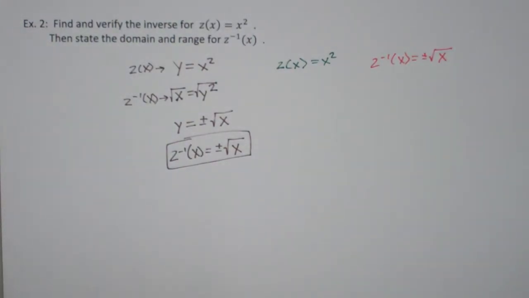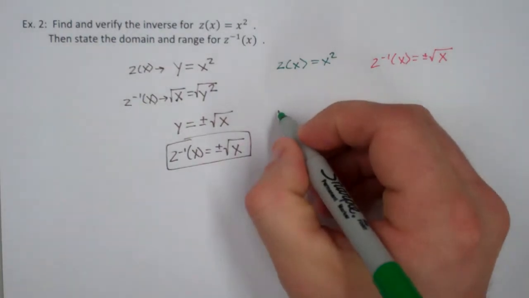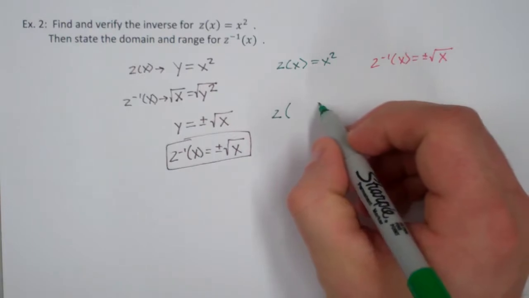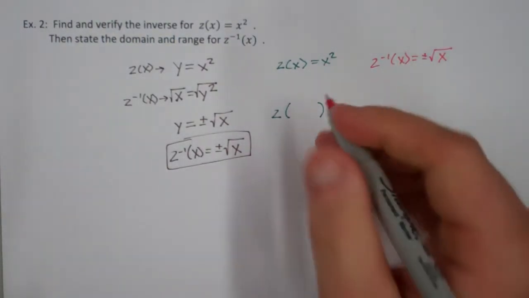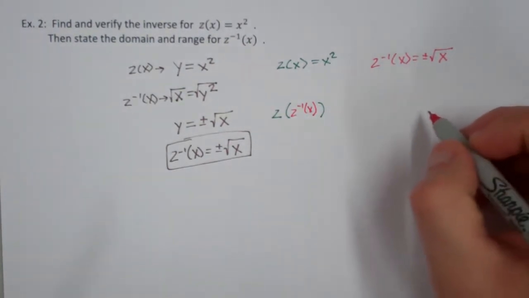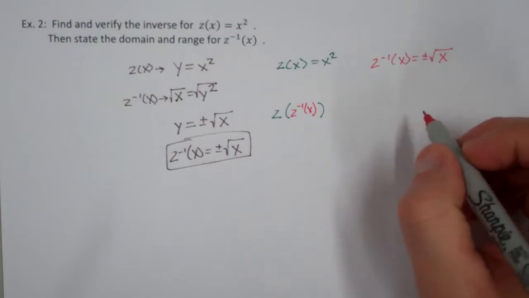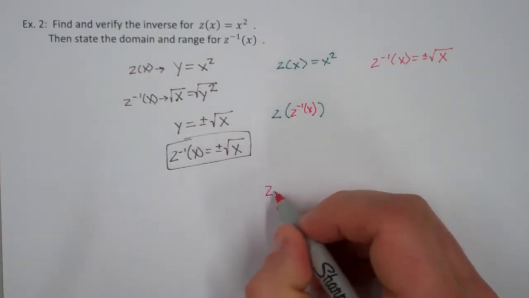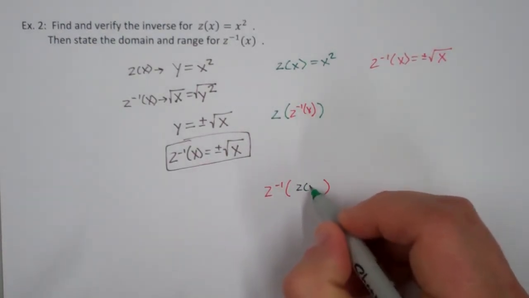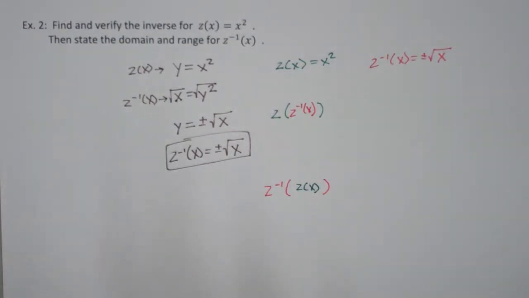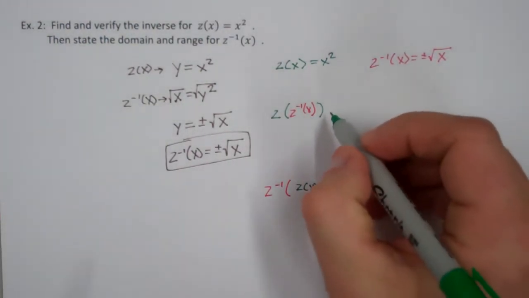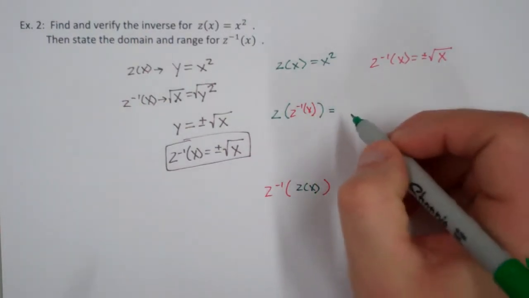And what we're going to do is a composition of functions. So we're going to try z of the inverse of z of x. And then what we're also going to do, down here, is the inverse of z of x of z of x. So let's see how this works. Let's do the first one together. So we've got z of x, which is x squared.